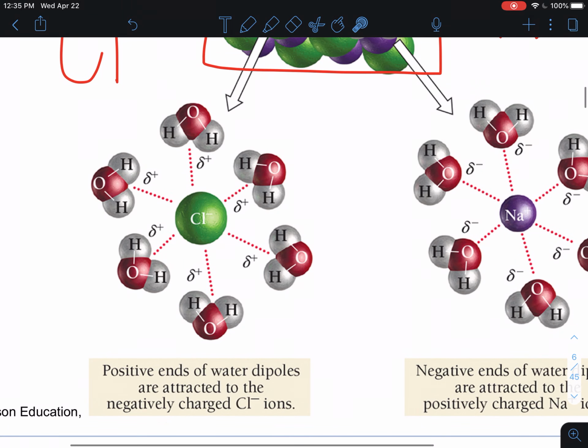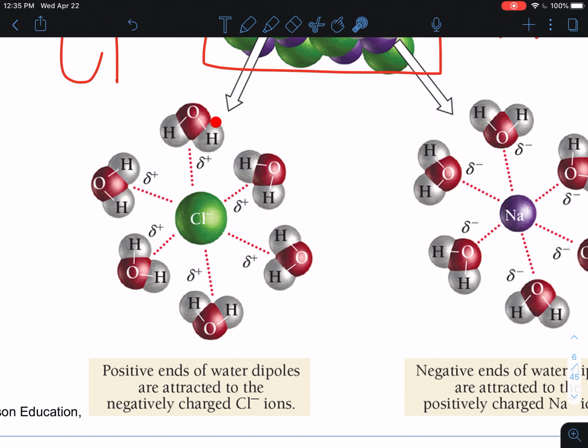On the other side of water, where the hydrogens are, you have a slight positive charge. Again, this has everything to do with the shape of water. We've talked about this before. Water is considered polar because there's an uneven distribution of electron density. There's more electron density around the oxygen than around the hydrogen. That results in these partial positive and partial negative charges.